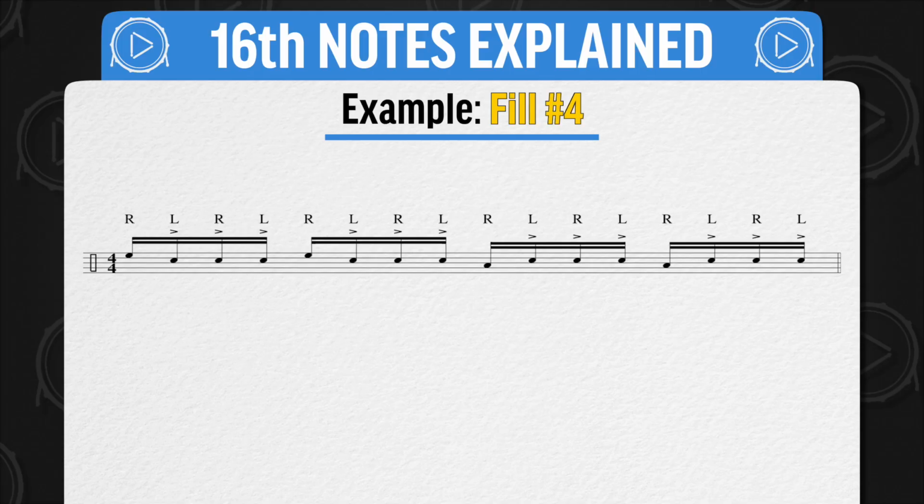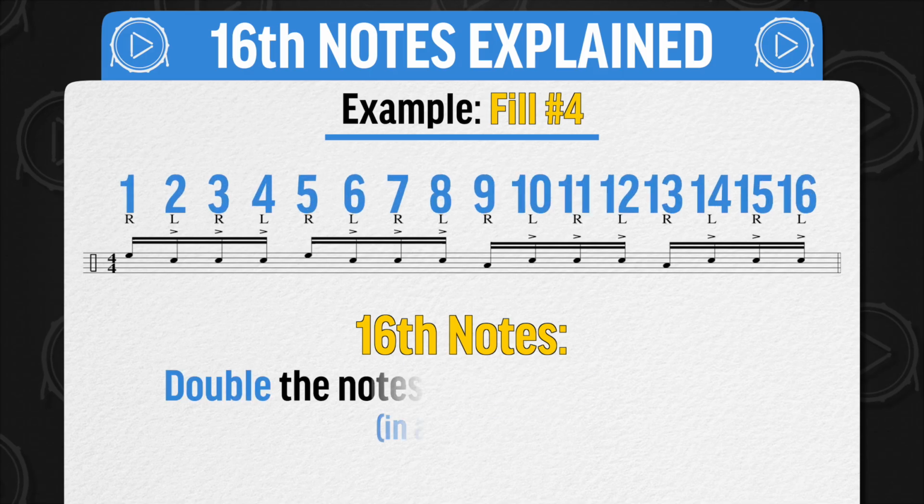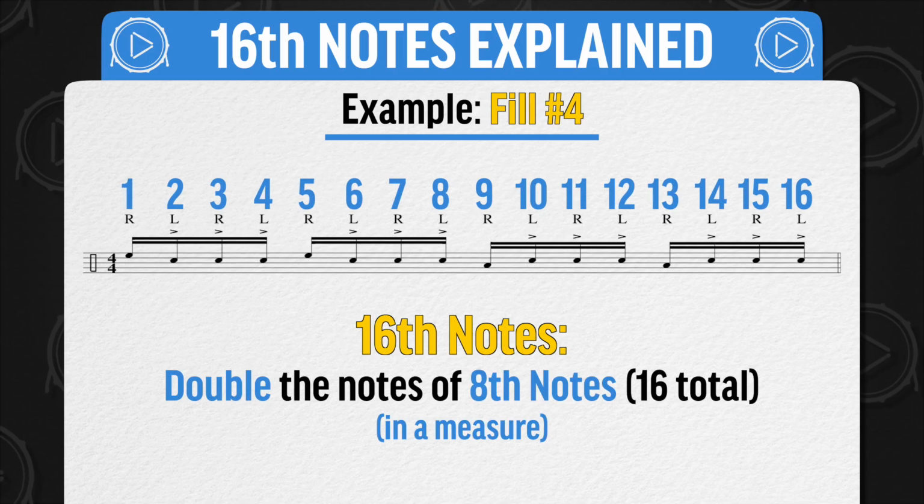Now we are going to move into 16th note fills. So this means these fills are going to have double the notes as the 8th note fills. So the way that we're going to count that is 1E and 2E and 3E and 4E and you might be wondering, why the heck do we count it in that weird way?